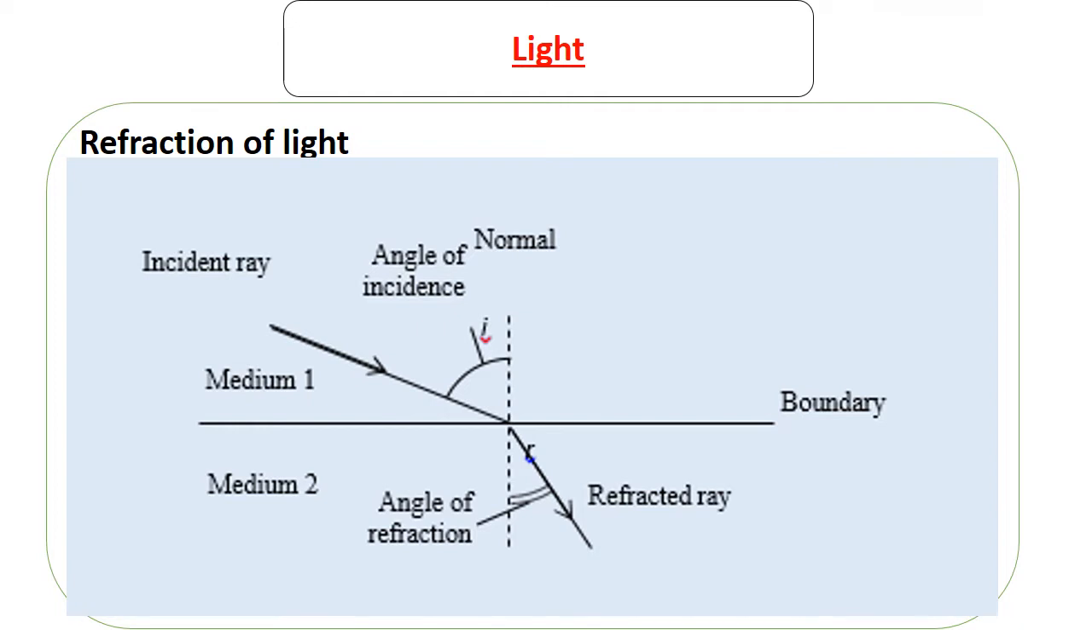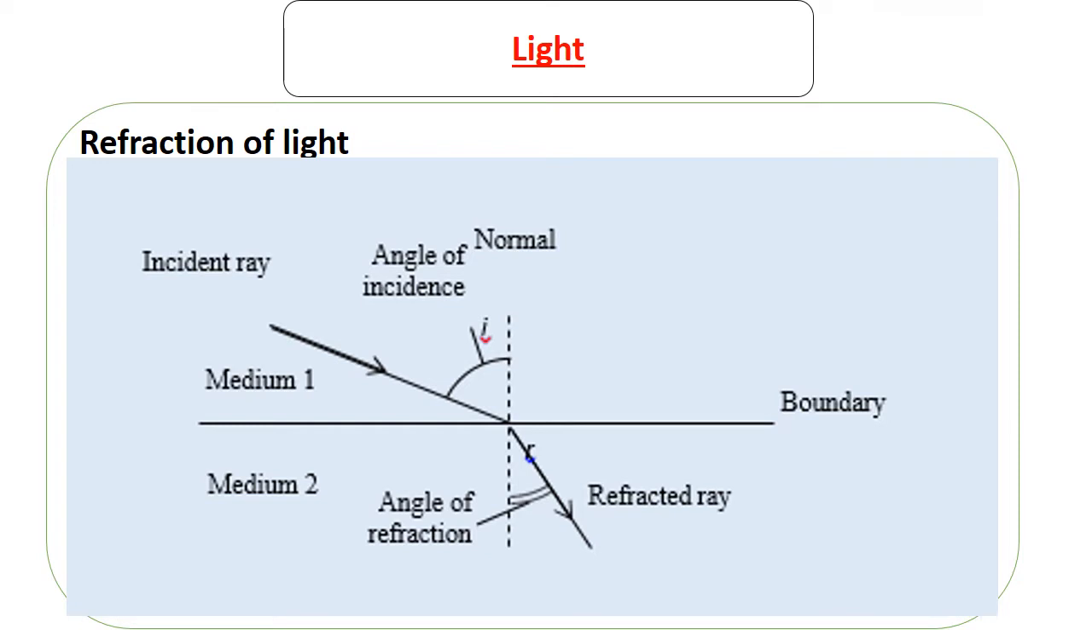So imagine we have two media here. There is a boundary. This side can be, for example, air, and the other side can be, for example, water. So this is the boundary of air and water. If a ray is coming like this, of course, it's going to be the incident ray, and the angle between the incident ray and the normal is called the angle of incidence, as before.